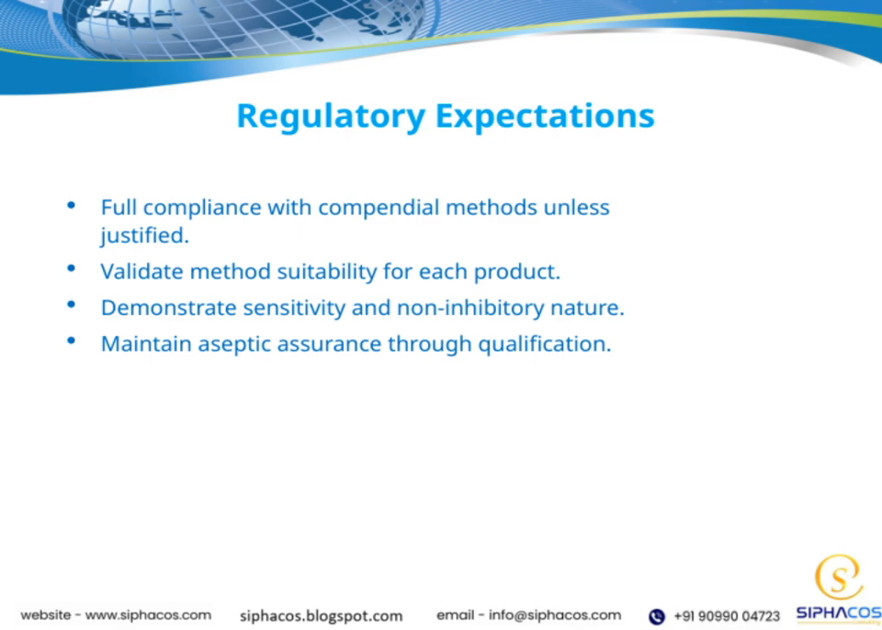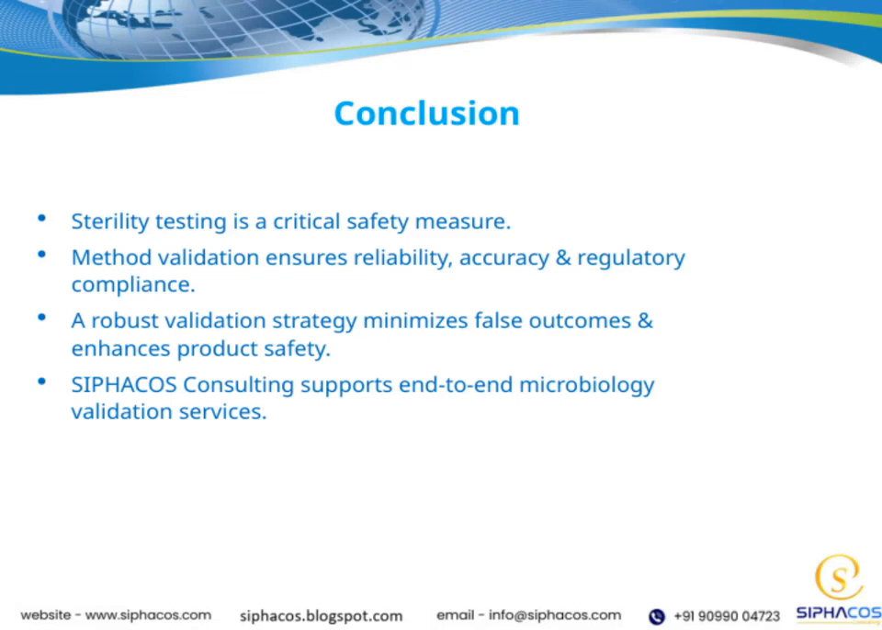Additionally, we need to validate that our methods are suitable for each specific product, making sure they accurately measure what they're supposed to without interference. It's also crucial to demonstrate that these methods are sensitive enough to detect small changes and are non-inhibitory, meaning they won't interfere with the product or the testing process itself. Lastly, maintaining aseptic assurance through proper qualification is vital to prevent contamination and ensure product safety. All of these points collectively help us meet regulatory expectations and uphold the integrity of our quality systems throughout the development and manufacturing process.